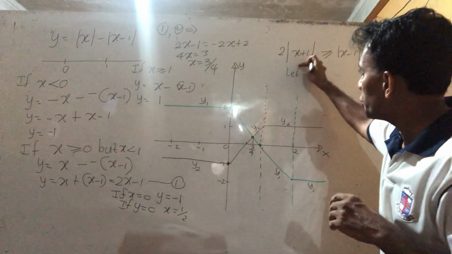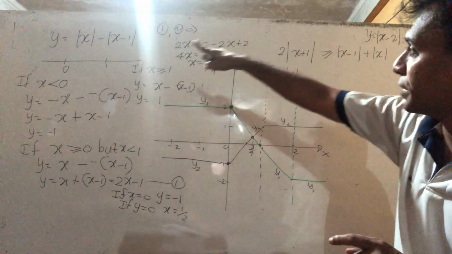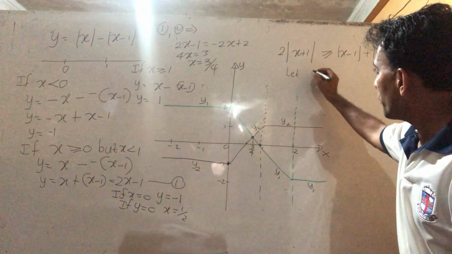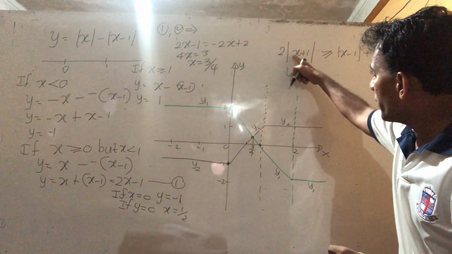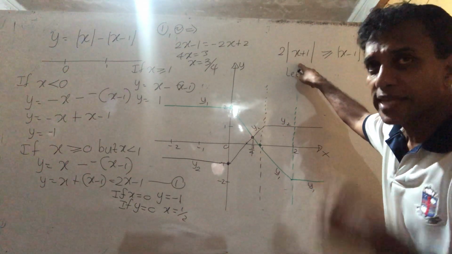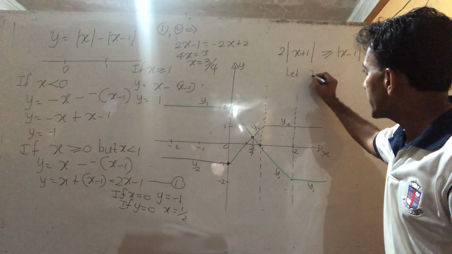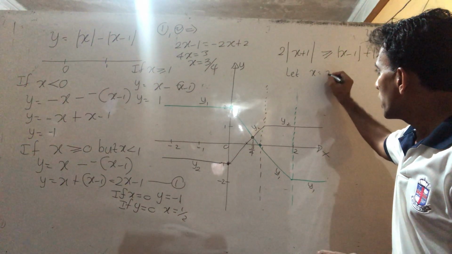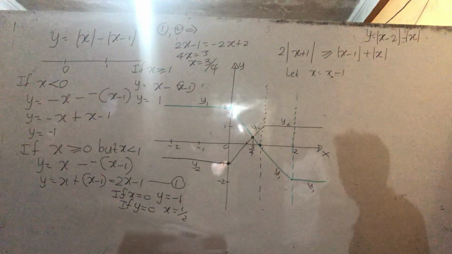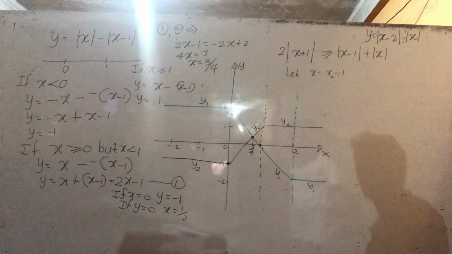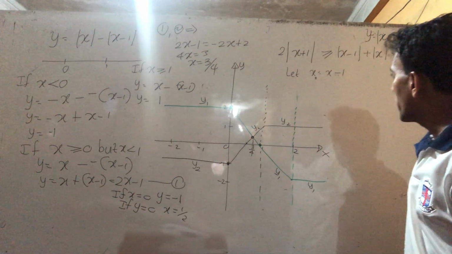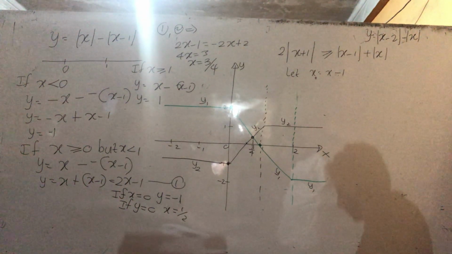I make this modulus x because we have 2 times mod x available. Therefore, I write a new term. I want to make this mod x. How, when does it become mod x? Let x naught equal x plus 1, or better, I can say x equal to x naught minus 1.